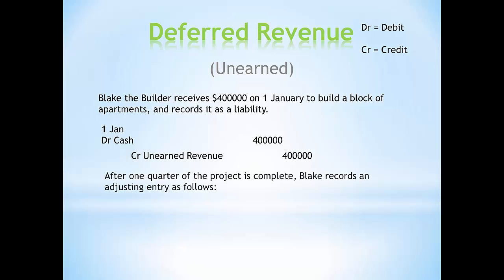After, say, a quarter of a project is complete, an adjusted entry shows that a quarter of unearned revenue has now been earned. Unearned revenue is deducted, while the revenue account shows revenue is increased to show earnings.